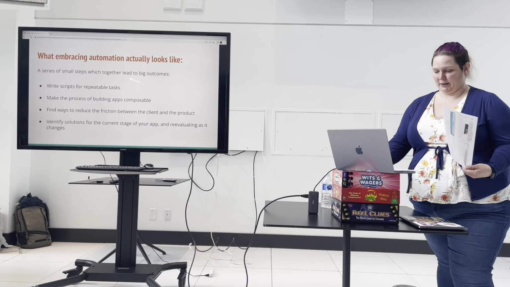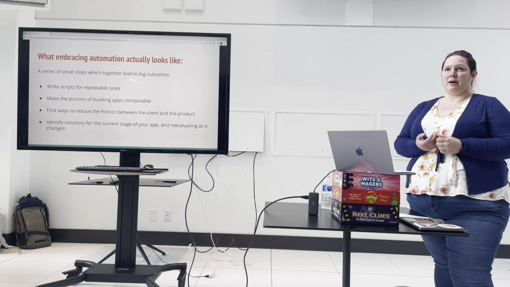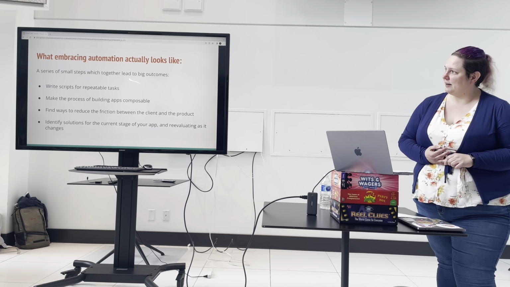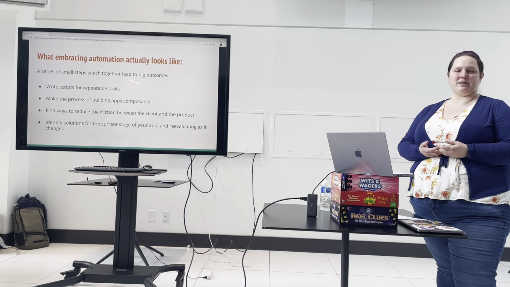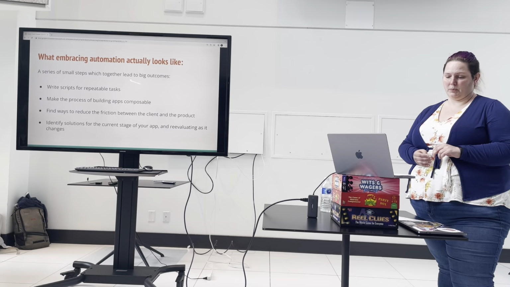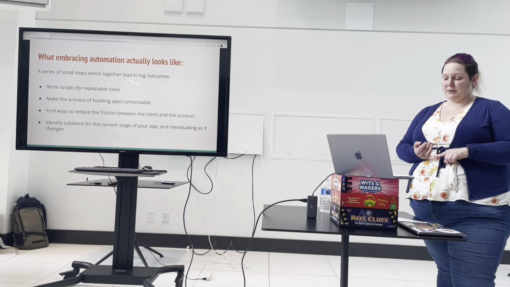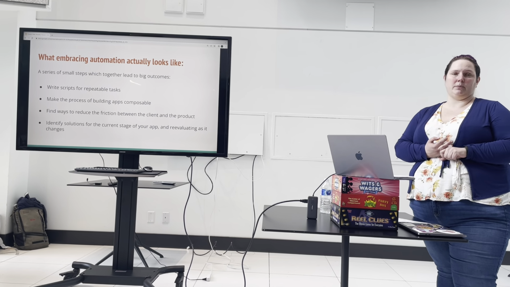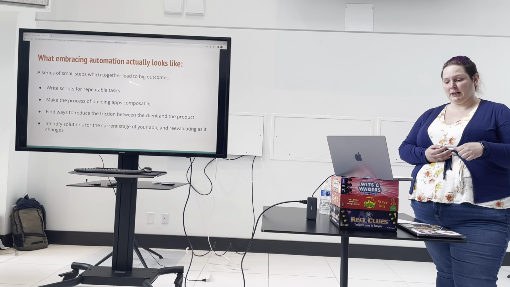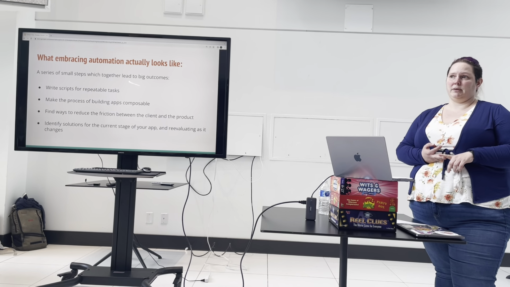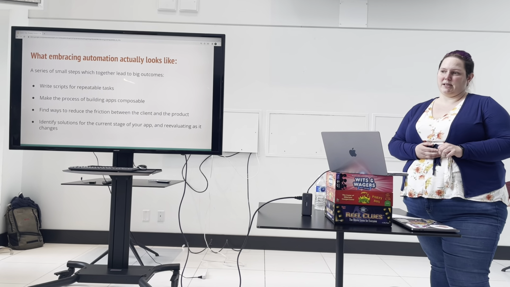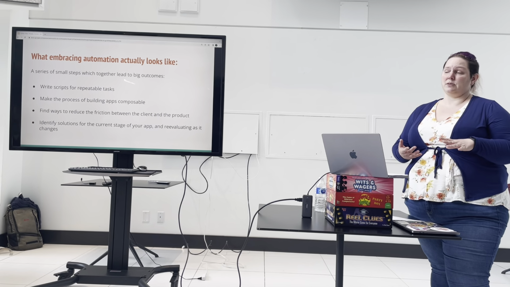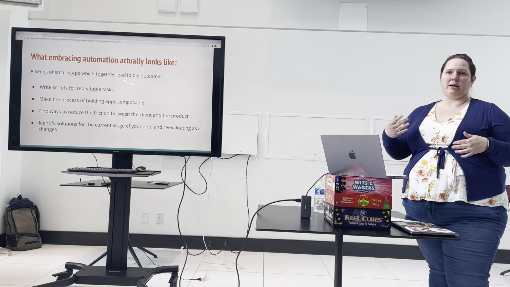So what does it really look like? Automation in our world is actually a series of small steps which together leads to big outcomes. So we write scripts for repeatable tasks, we find ways to make the process of building apps composable, we want to reduce the friction between the client and the product, and we want to identify solutions for the current stage of your app and then keep reevaluating as you go.